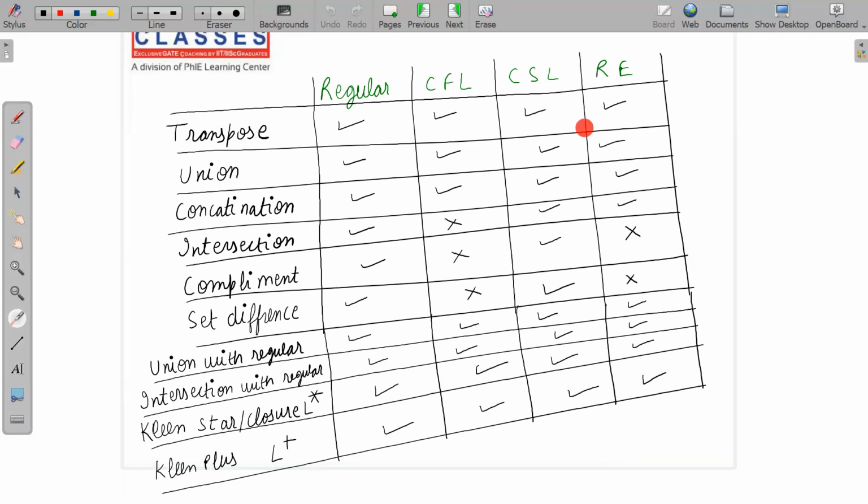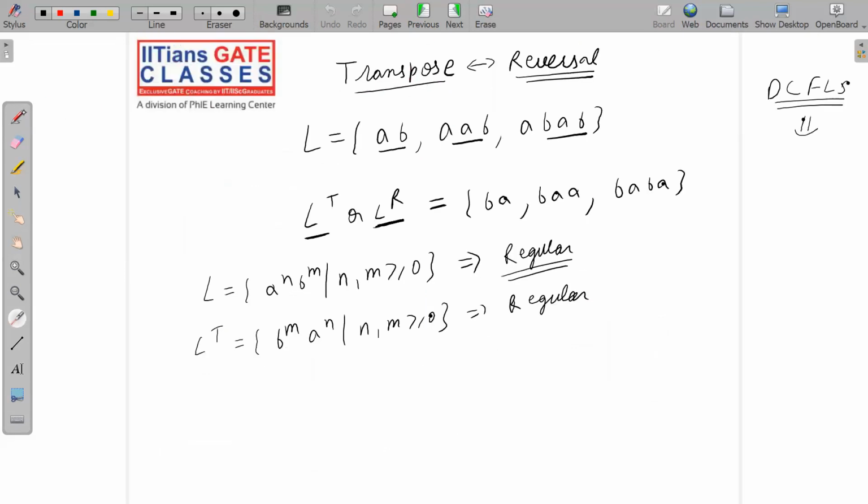And I will again add one more column, that is REC, here. RE and REC languages are in chapter 3, and then again I will visit this table and explain all the closure properties related to REC languages also. So don't worry about it. I won't skip anything.